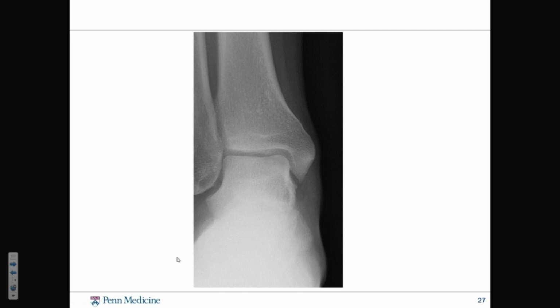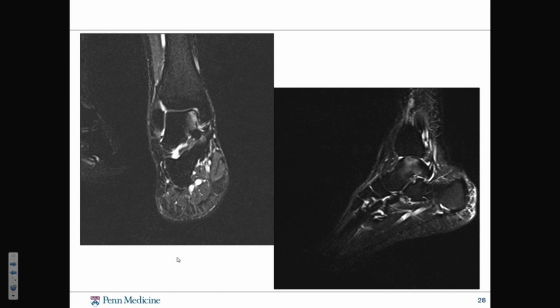His x-rays are pretty normal. You don't see any fractures or any clear abnormalities. But because he's now gone a number of weeks with persistent pain, he got an MRI scan. And here you see this edema within the bone along the medial talus. And this is consistent with an osteochondral injury of the talus.